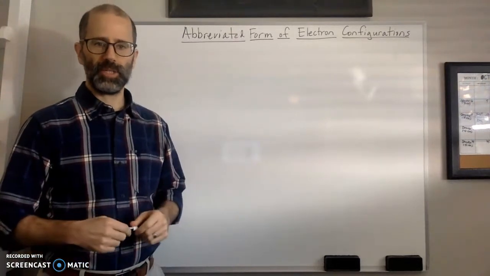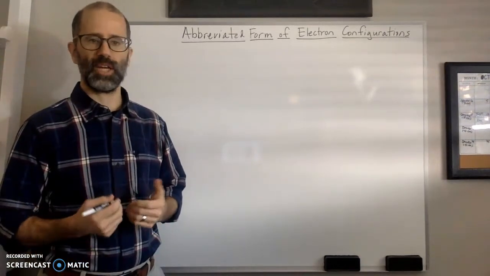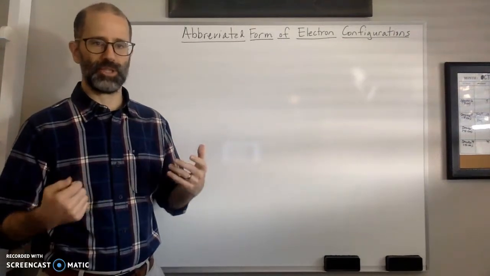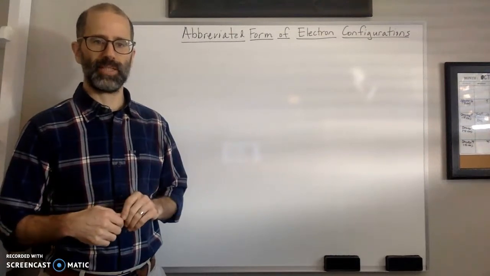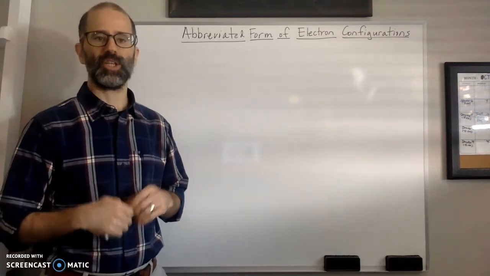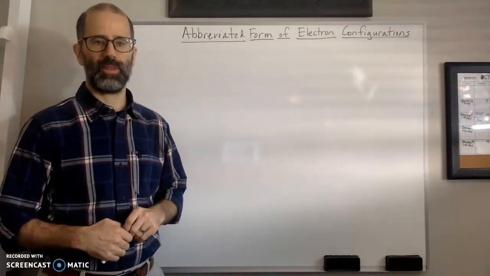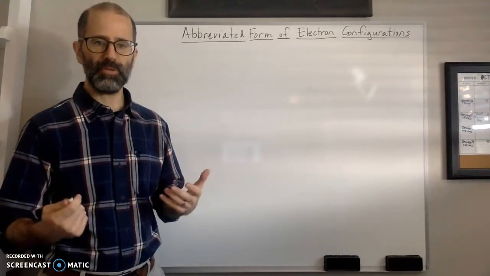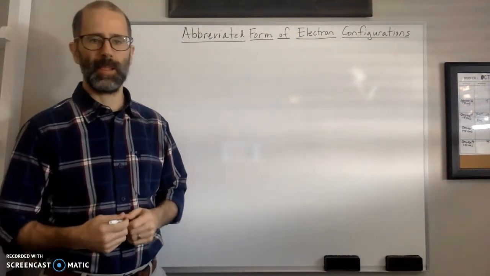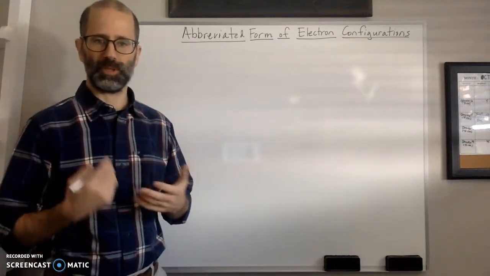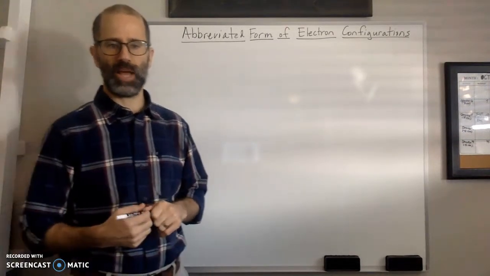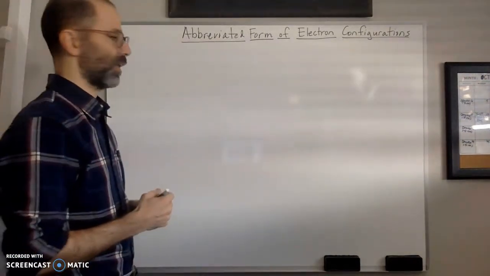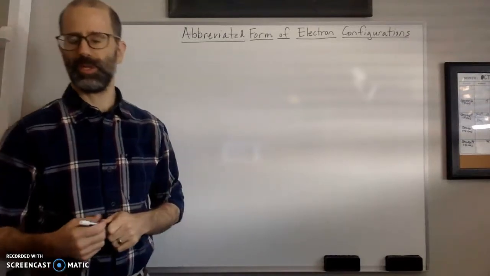In this video I'm going to be covering how to do the abbreviated form of electron configurations. The abbreviated form is pretty much like the full form, except you're going to be replacing the core electrons with the abbreviated form, or the noble gas configuration. I'll go over a few examples, and hopefully it'll be clear after a few examples what the abbreviated form is. So let's start with a noble gas configuration.